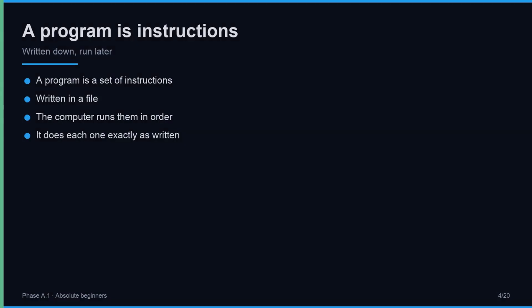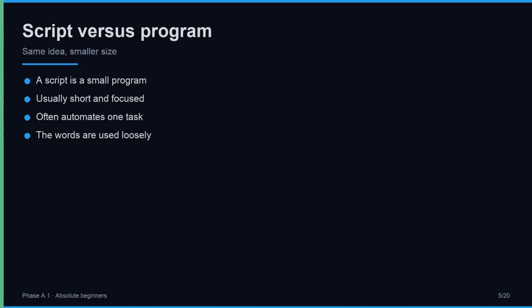Now let us sharpen the definition. A program is a set of instructions, written down in a file, that a computer runs in order. Three parts matter. There are instructions, there is a file that holds them, and there is a runner, the program that carries them out. When you hear the word program, picture those three pieces together: the steps, the file, and the machine reading the file to do the work. Three parts.